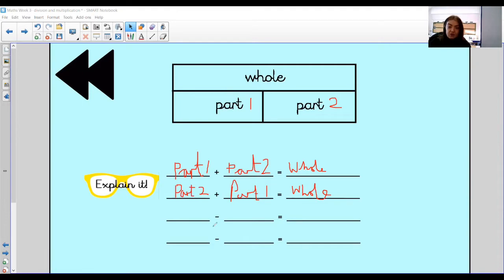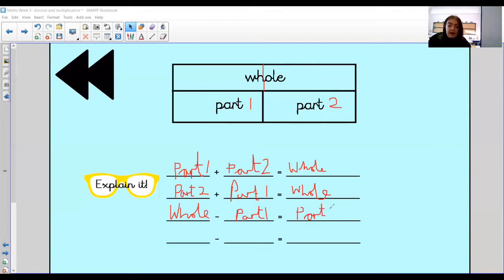Okay, now subtraction, then what do we know about subtraction? Could I do a part, take away a part and still get that whole? No, when we do subtraction, remember the whole goes first. So the whole is going to be taking away, let's do part 1. So if I've got that whole and I take away part 1, so almost like chop it there, I'm going to be left with part 2.